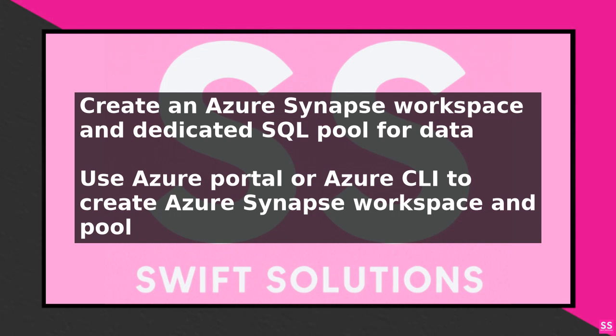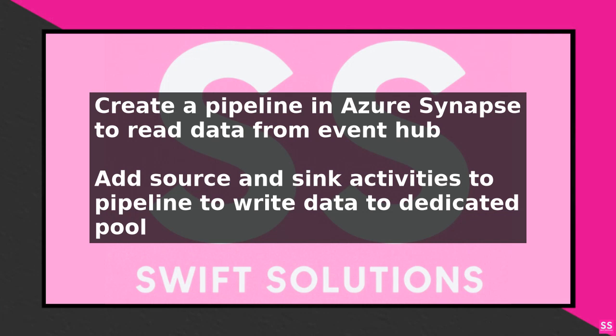Best practices for ingesting data from Event Hub into Azure Synapse include monitoring the pipeline for errors and exceptions, optimizing the pipeline performance by adjusting the write batch size and timeout, and securing the pipeline by using managed identity and encryption.